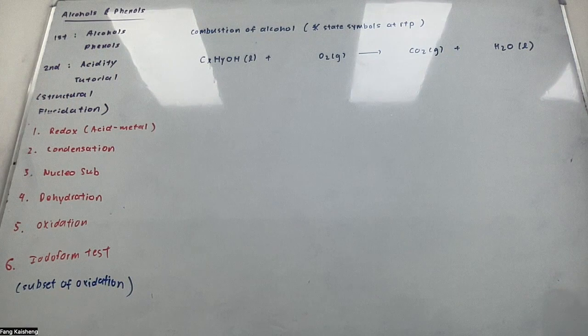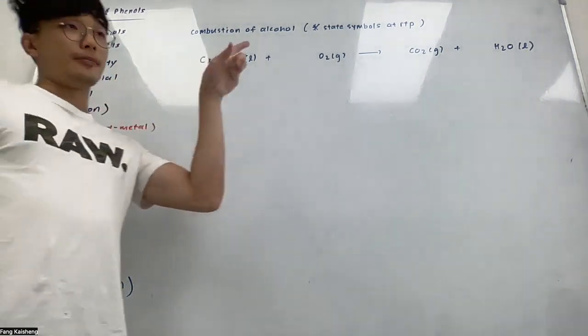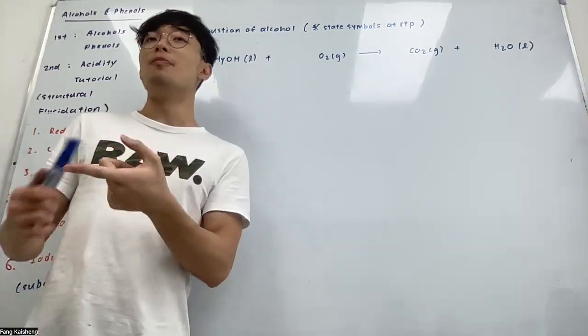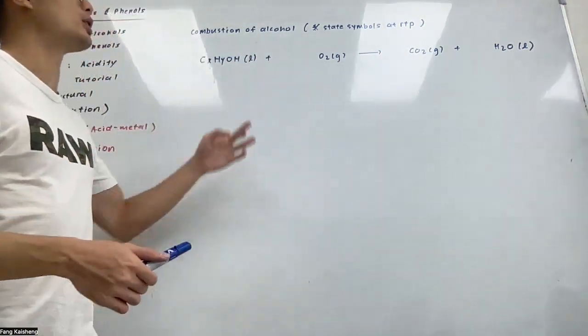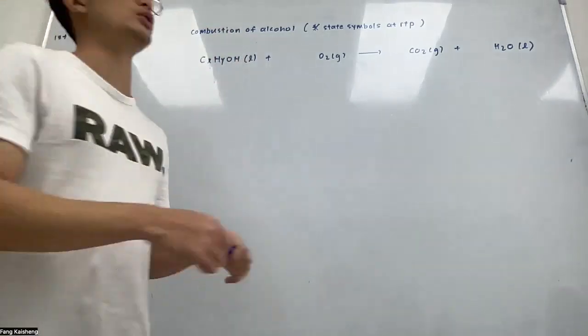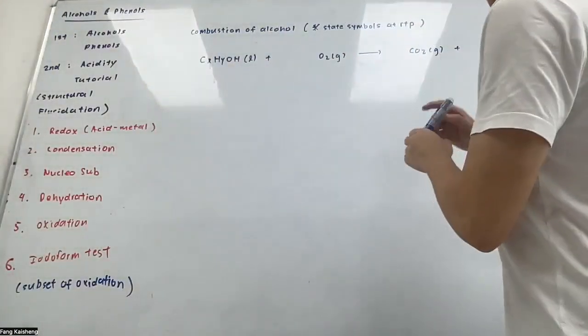State symbols, alcohol, you should make a smart guess. Alcohols at room temperature are clearly liquid state. Oxygen gas, carbon dioxide gas. Remember, water is a liquid at room temperature. A lot of people write it as a gas because you all think combustion makes it very hot. No, no such thing. Now take a look.